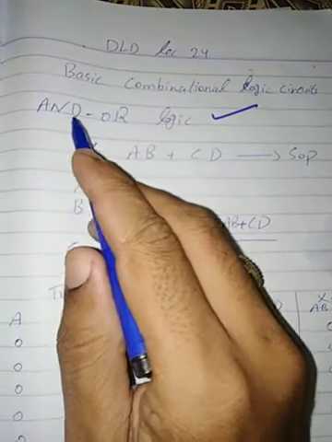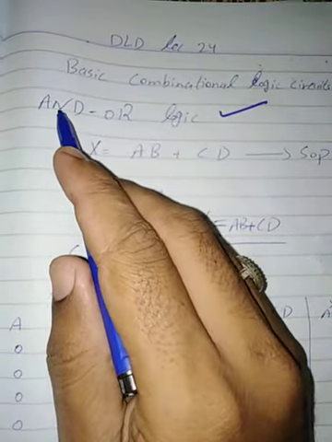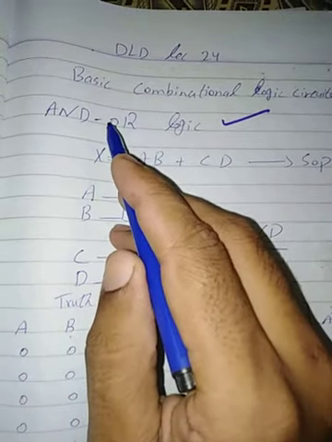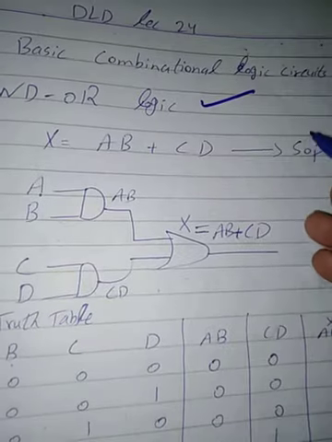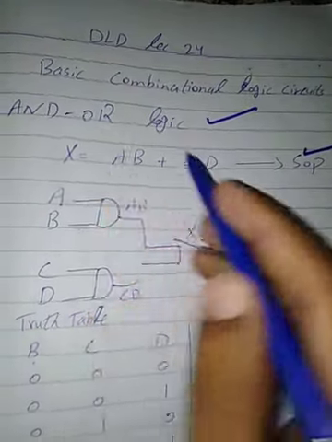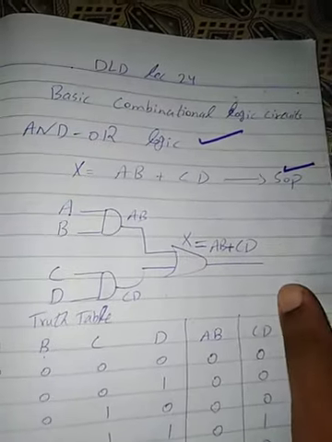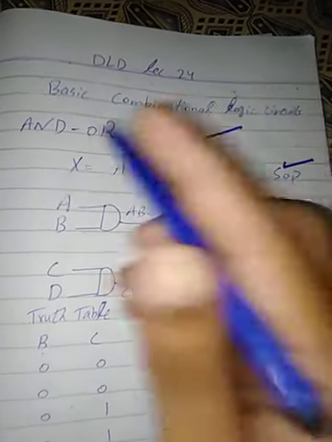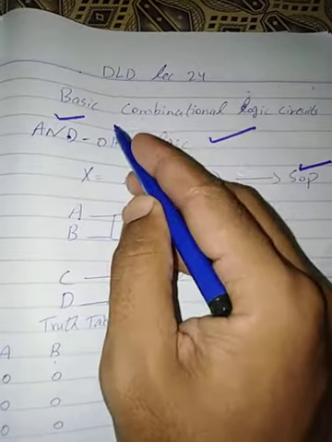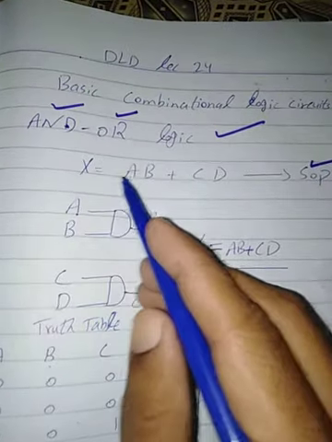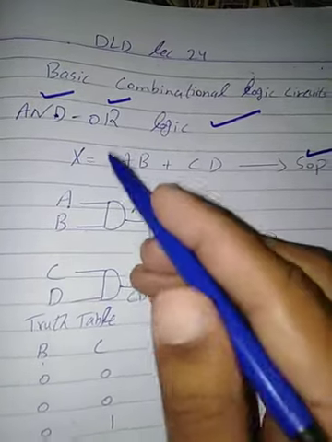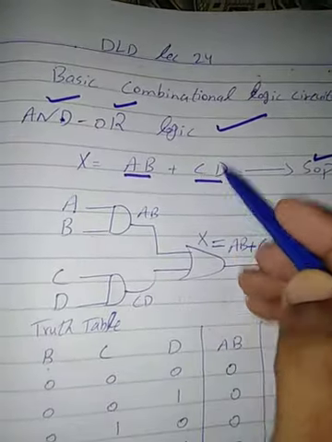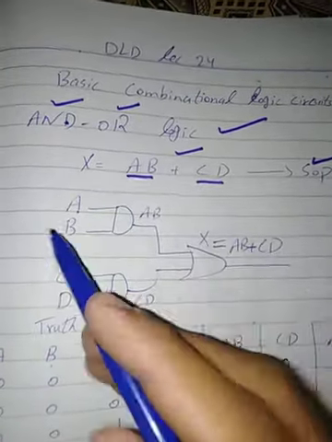AND OR logic means the expression in which the AND gate comes first, and then their OR, summing. First product, then their sum. So this is the SOP. SOP is called a sum of product, because in sum of product we first take a product and then their sum. To take a product we use the AND gate, to sum we use the OR gate. So this is the expression x equal to AB plus CD. A, B and C, D are inputs. So A, B there is AND, and then OR. So this is AND OR logic.